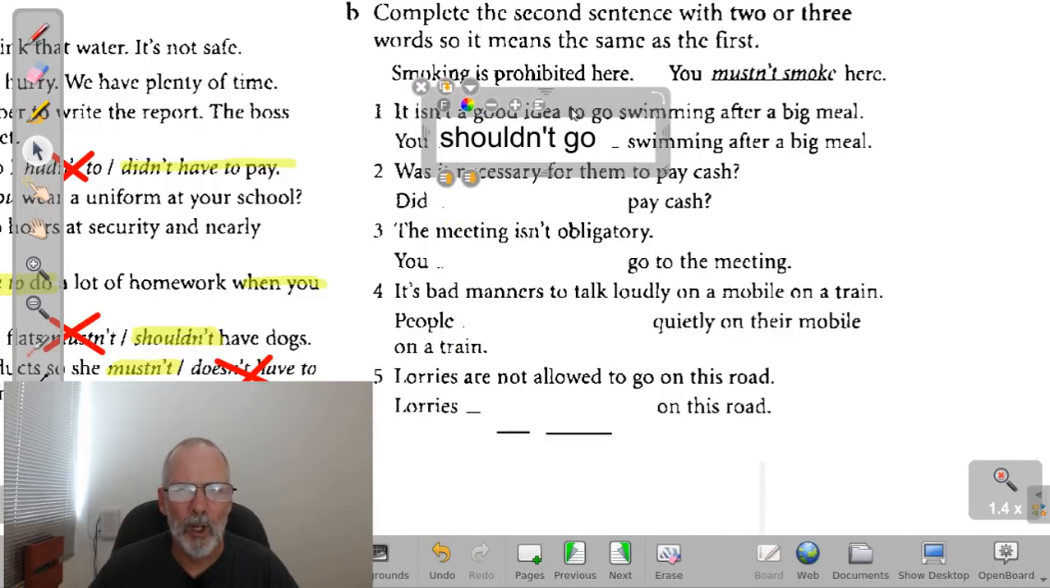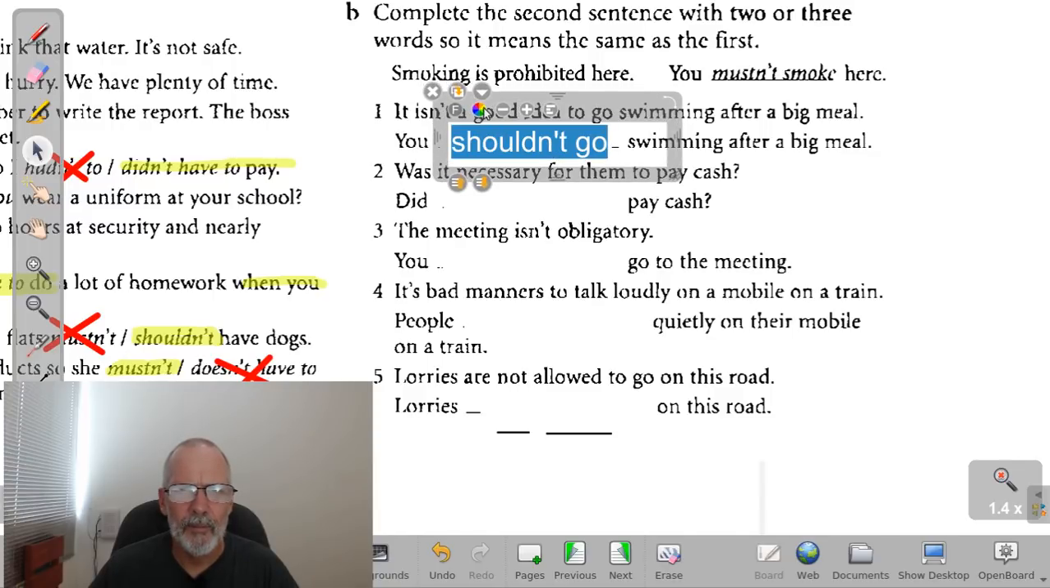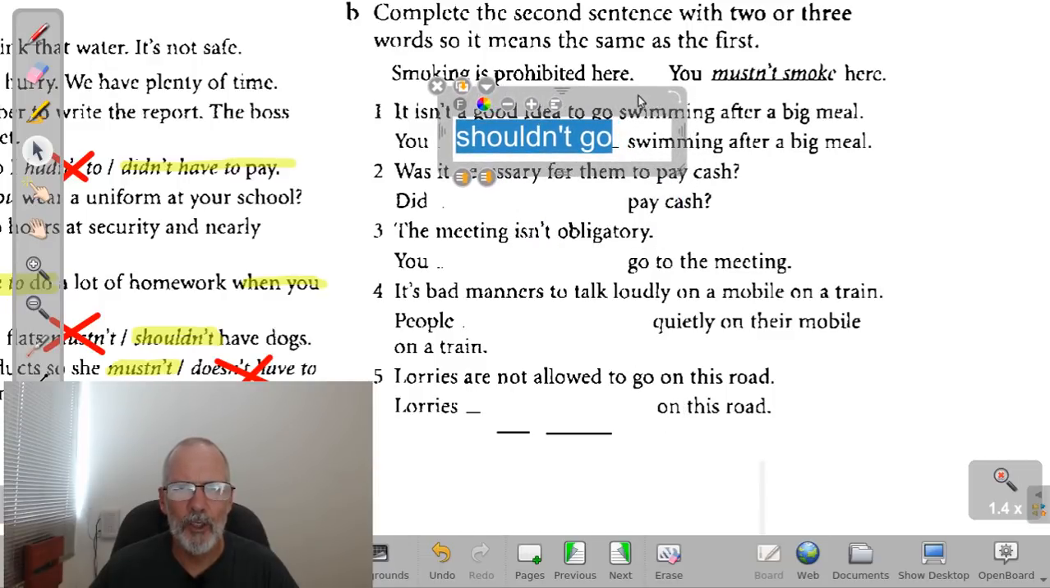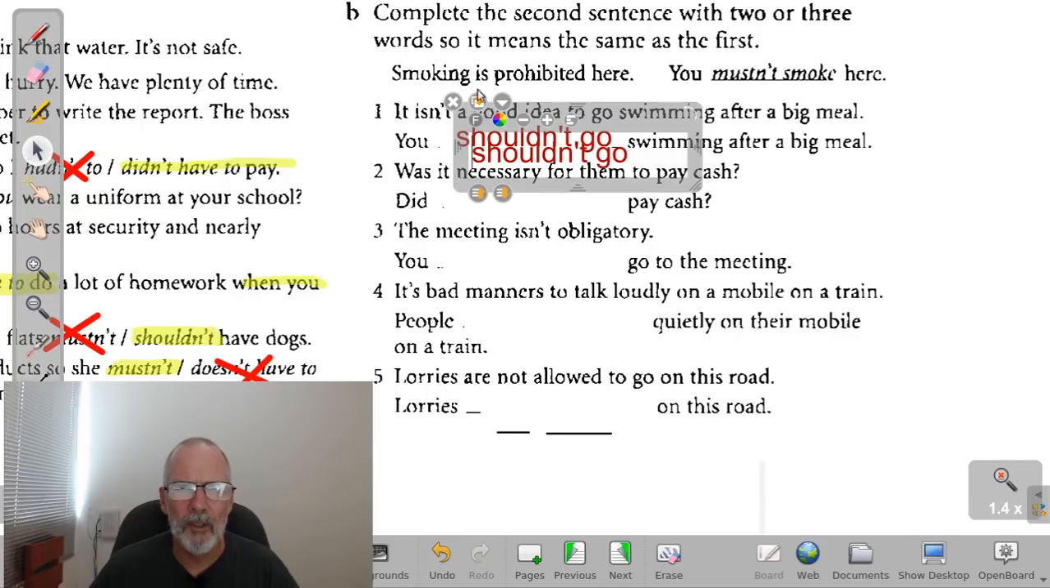Let's make that a bit smaller and make it red. Shouldn't go swimming after a big meal.